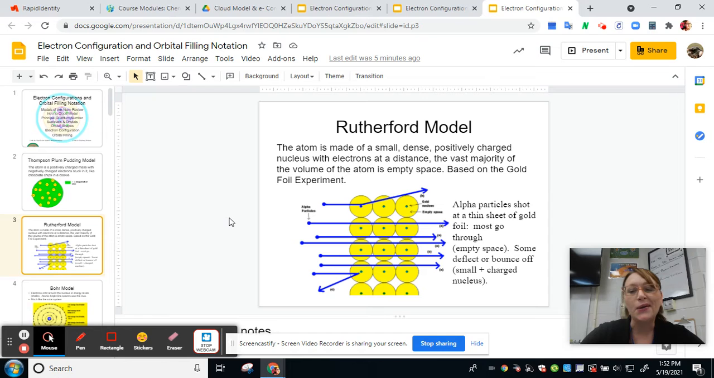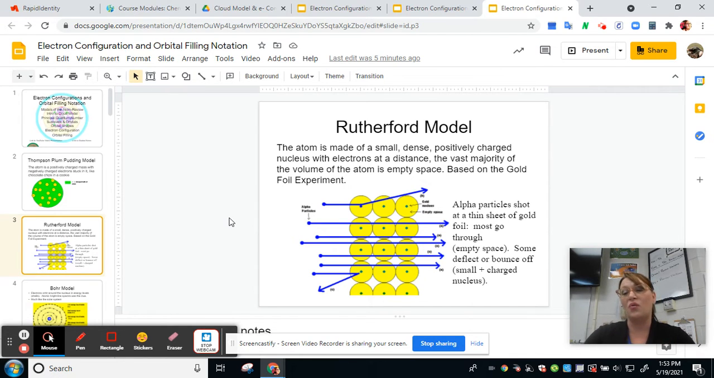So along came the Rutherford model. Now, Rutherford had a famous experiment called the gold foil experiment. What he did was he shot alpha particles. Alpha particles contain 2 protons and 2 neutrons. It's really a helium nucleus. And he shot alpha particles at a very thin sheet of gold foil, so thin that some of the alpha particles were able to go right through the gold.